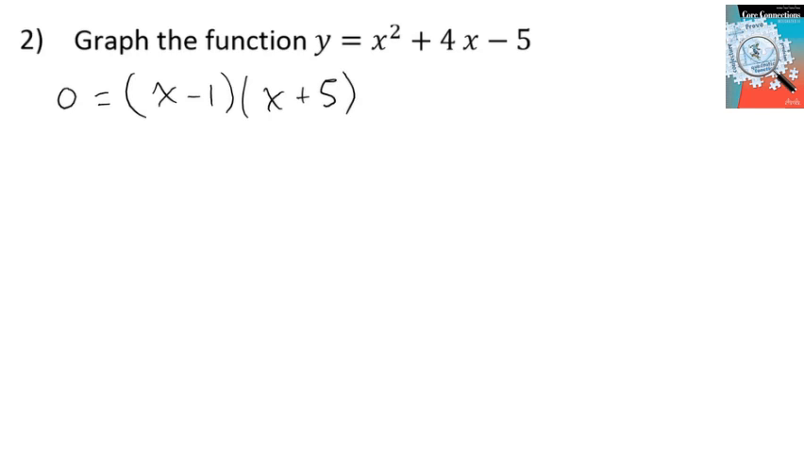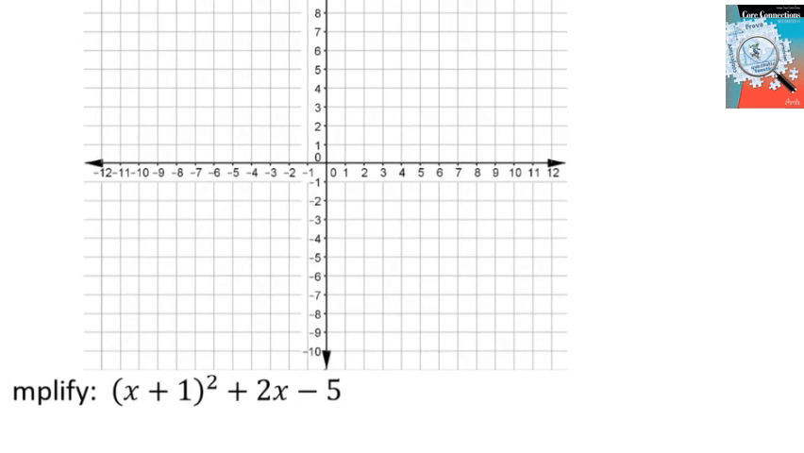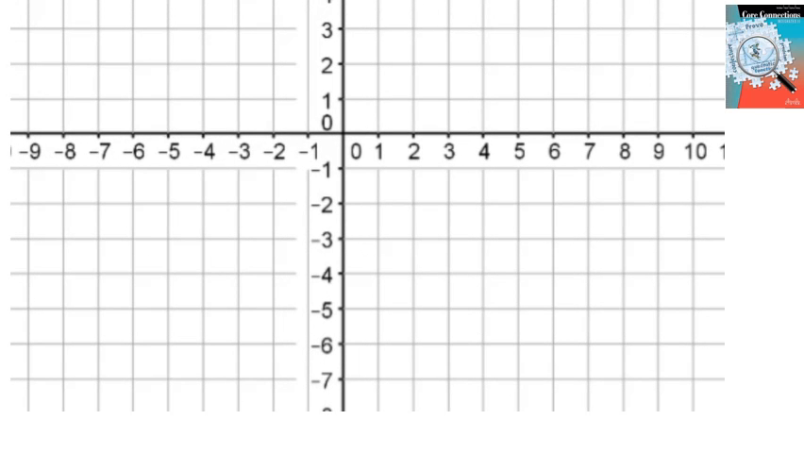And again, you can use any technique that you'd like to factor that. Once I have it in the factored form, if I set each individual factor equal to 0, I can see that I have two roots. One of them happens to be at positive 1, and the other root happens to be at negative 5. So a good place to start with your graph of the function is to graph those roots. So I'm going to graph one root at negative 5, and I have the other root over at positive 1.